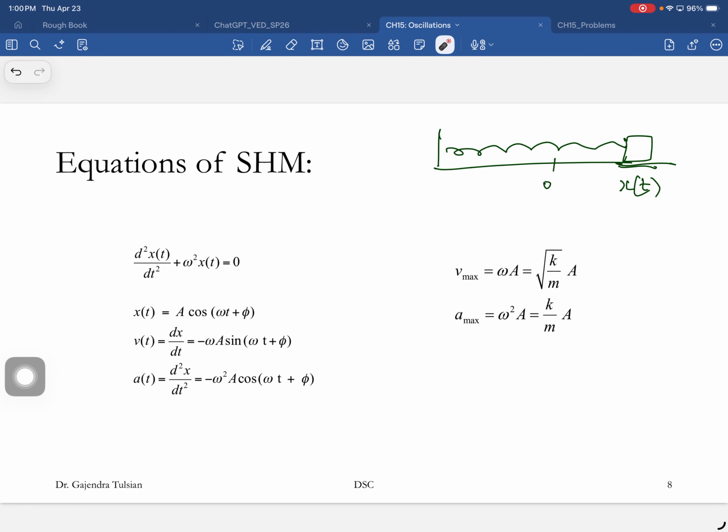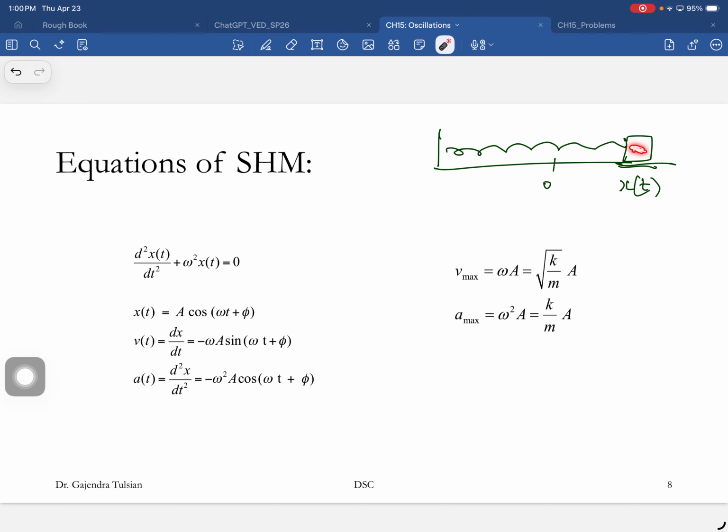Okay? Here's a solution to that differential equation. And so this is the position of this object as a function of time. And once you have this, you can calculate everything about the system. So for instance, you take the derivative, you get the velocity. You take the derivative of that, you get the acceleration.